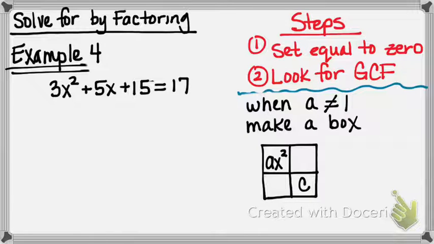So when A is not 1, we have to make a box. Just like when we multiply, we have our 4 little squares. Top left has to be your ax squared, and bottom right has to be c. Notice I didn't erase these first 2 steps because they never go away. So we're still going to start by setting it equal to 0. I'm going to subtract the 17 from 15, so let's do that first.